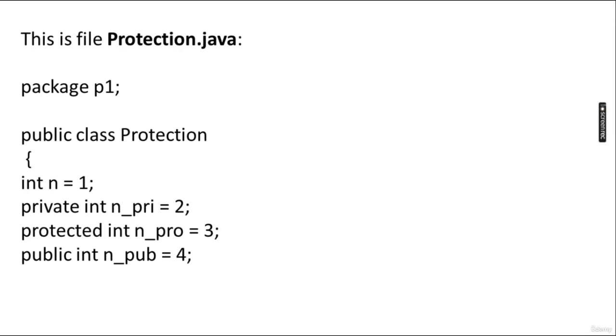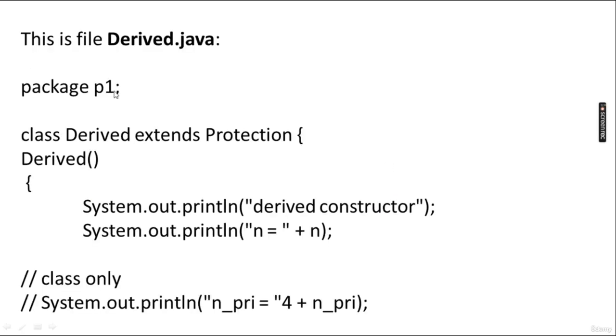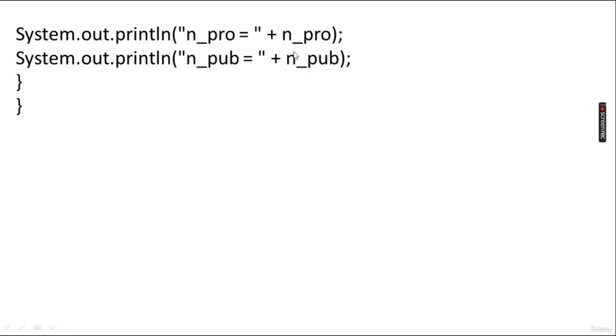Protection.java. In protection, n is equal to 1, n private is 2, n protected is 3, and n public is 4. Base constructor: n, n private, n protected, n public. In the same class, access to all variables is granted. Derived.java. Derived inherits the protection class. It extends protection. Derived constructor, n is there. N private: this line will not compile because it is a private variable, so it is commented out. N protected and n public are accessible because this is the derived class, a directly inherited class.